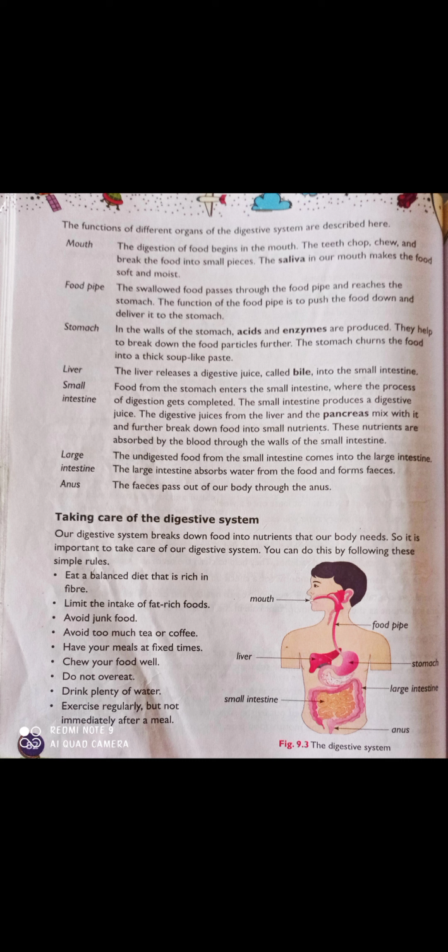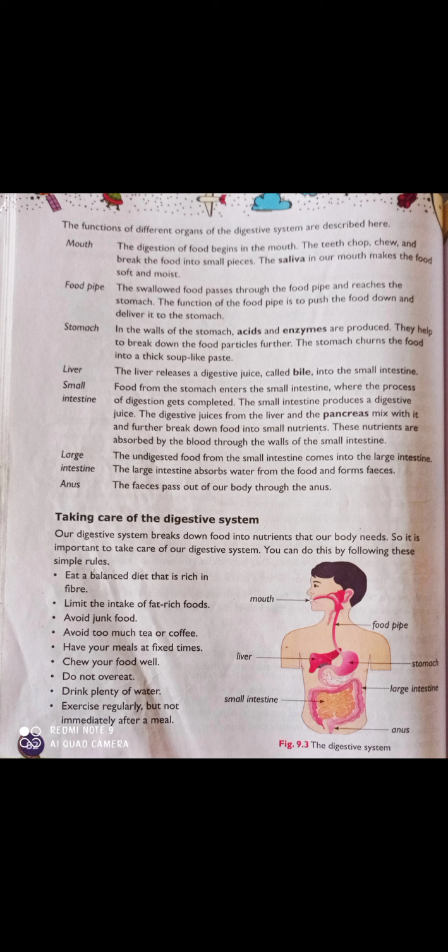Large intestine. The undigested food from the small intestine comes into the large intestine, and large intestine absorbs water from the food and forms feces. And these feces pass out of our body through the anus.